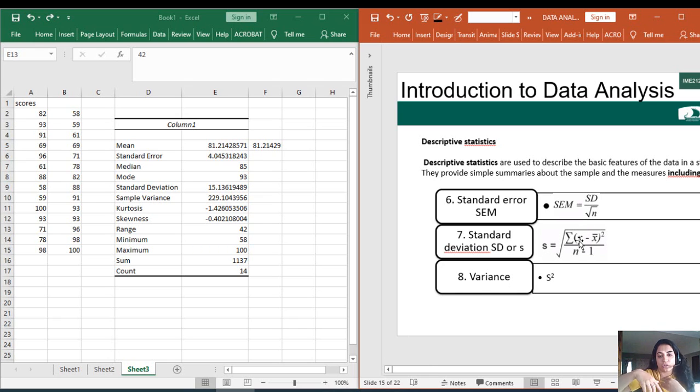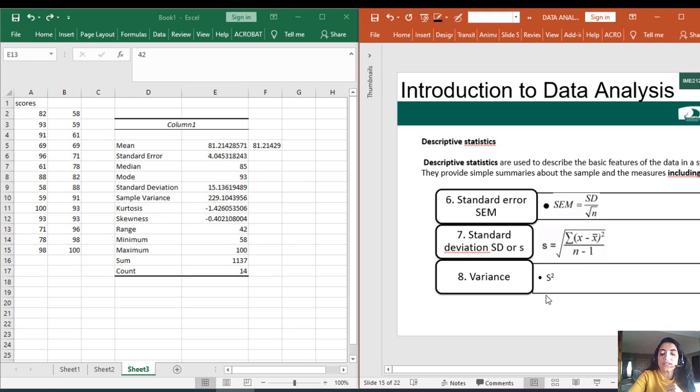It is x, which is the grade, minus the mean grade, which is here 81.21, over the count, which is 14 minus 1, and then I have to square this distance, and the radical one will be the standard deviation.